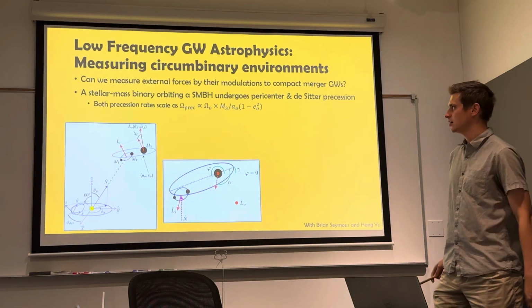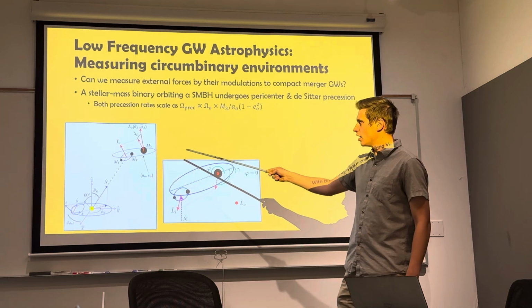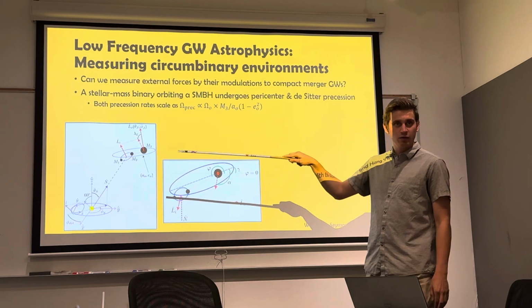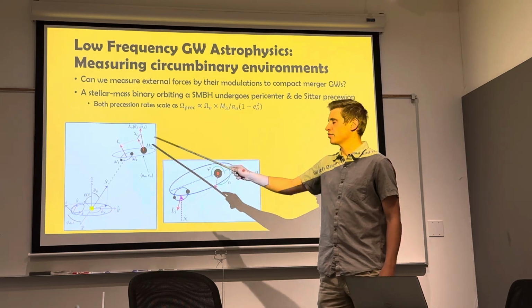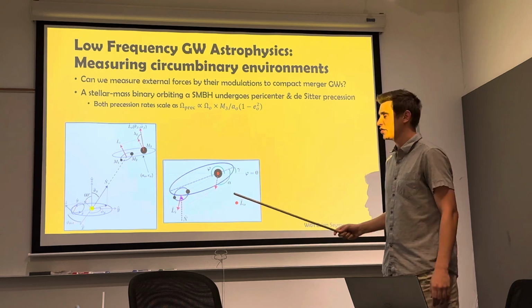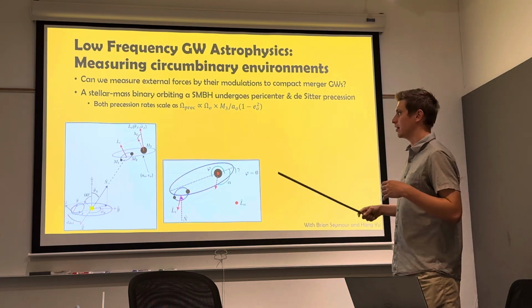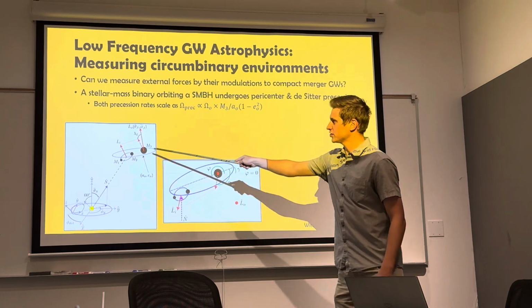So let's consider some stellar mass binary, M1 and M2 here, that is inspiraling with each other, but they're also orbiting a supermassive black hole. It's just M3. So they might be in the center of a galaxy or something that's very far away, but they're orbiting this SMBH as they are inspiraling. The second image here is sort of a top view of what's going on here.